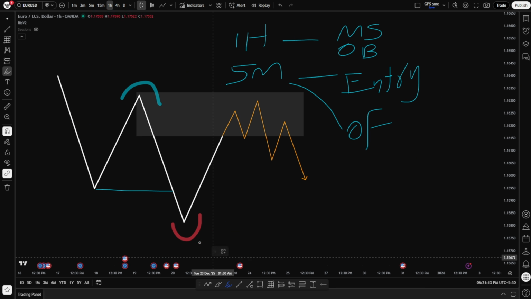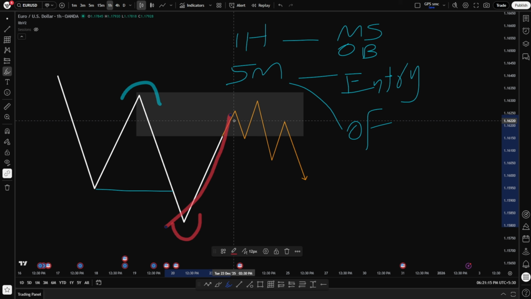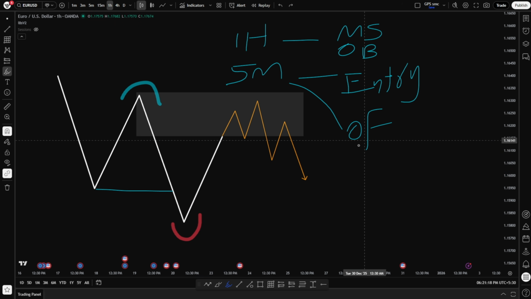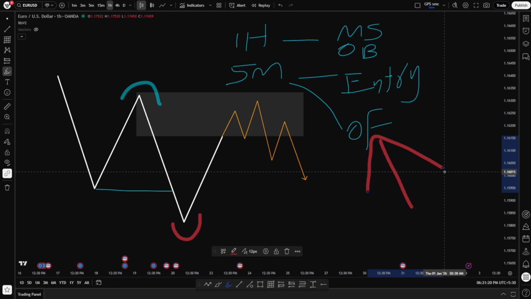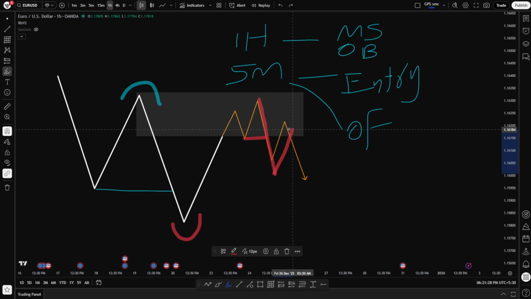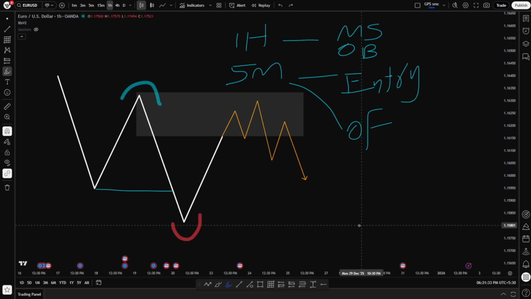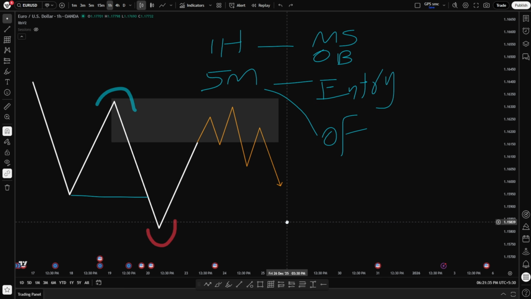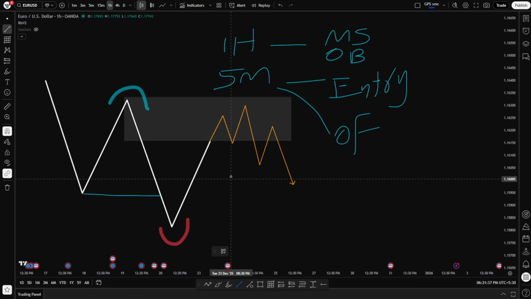So once the market mitigates in the 1 hour time frame, we go to the 5 minutes. We look for order flow shift. So in this case, this is the order flow shift. So once the market gives us a break right here, we look for entries in this point, right? So you don't complicate this strategy at all. The very reason I made this strategy is to keep things as simple as possible in SMC.